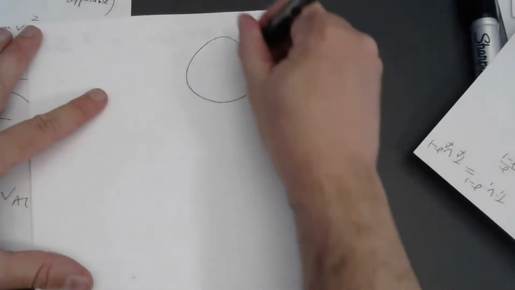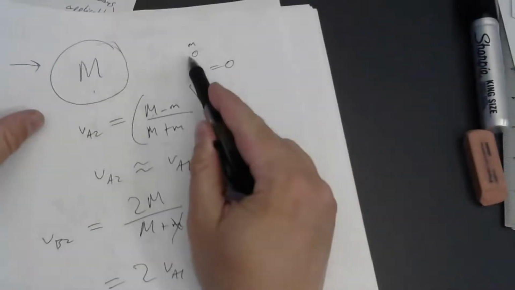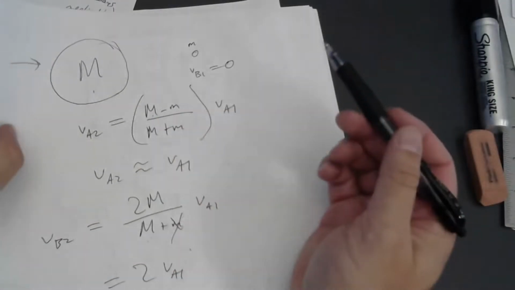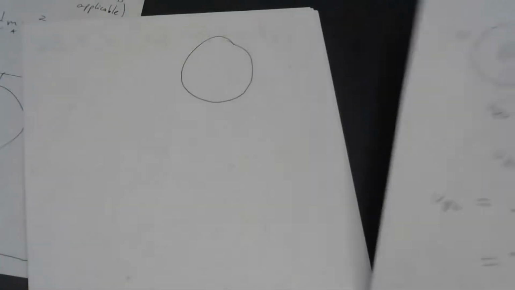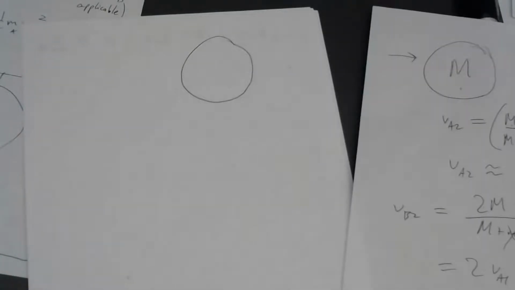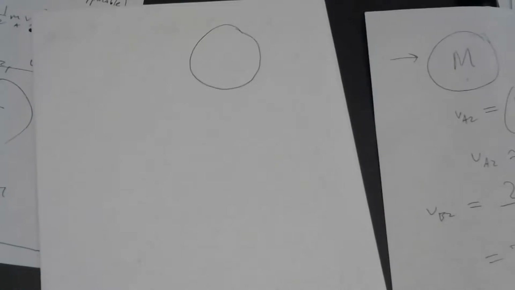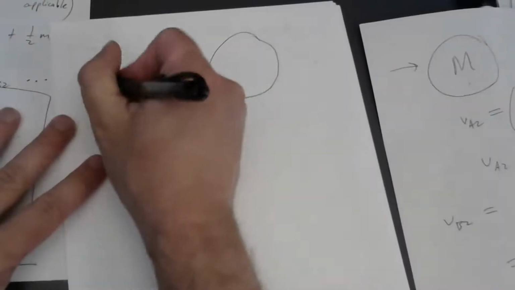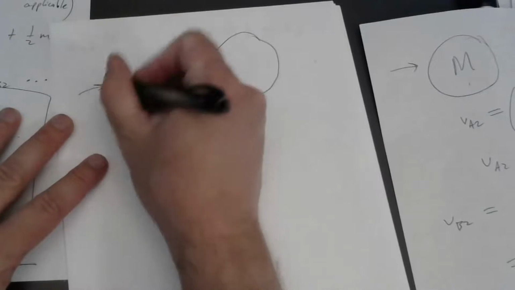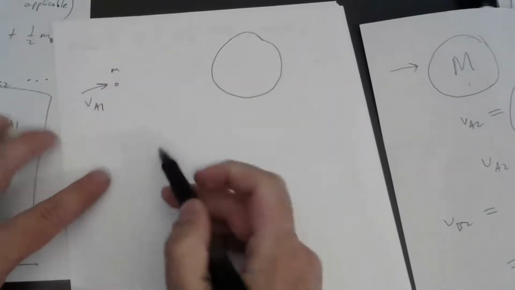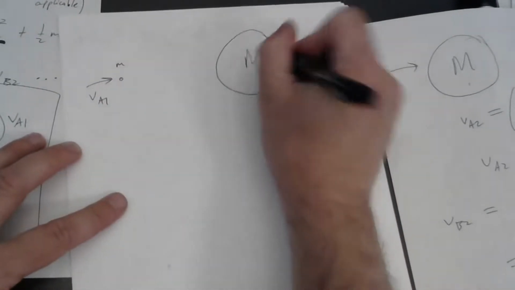Let's look at another one. What about if the large bowling ball was the stationary one? By the way, why did I pick a bouncy rubber ball? Because this has to be an elastic collision if you're going to use these equations. That's one of the restrictions. It can't be a collision between two things that dent easily. They've got to be bouncy, springy, elastic materials. Okay, here comes little m this time with velocity VA1. So mass A is now the little guy, mass B is the big guy.